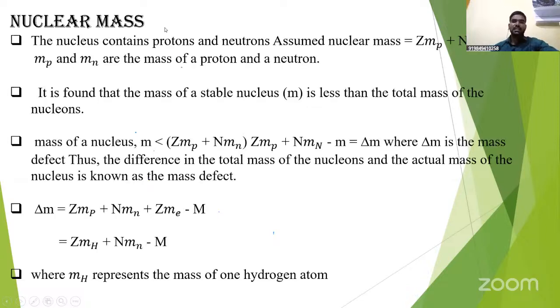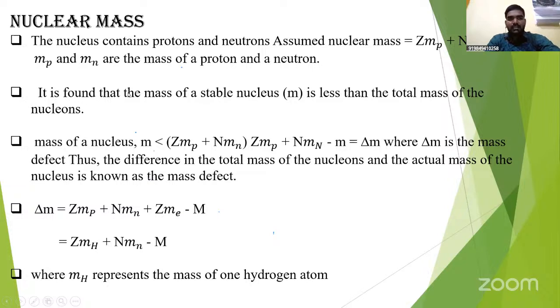Here, if you see the nuclear mass, what does the nucleus contain? The nucleus contains protons and neutrons, isn't it? The assumed nuclear mass is then the protons' mass and the neutrons' mass. So Z is the number of protons into the mass of the proton, plus the number of neutrons into the mass of the neutron. Here mp and mn are the mass of a proton and a neutron.